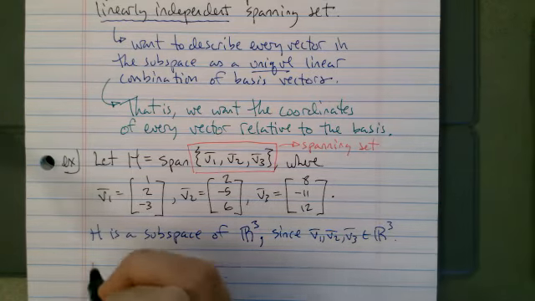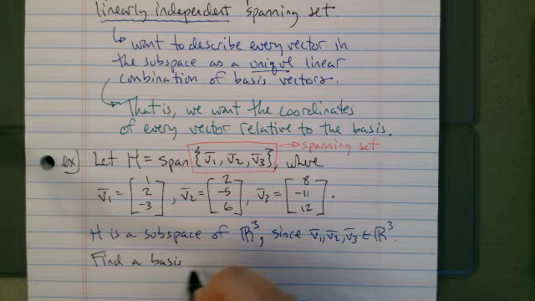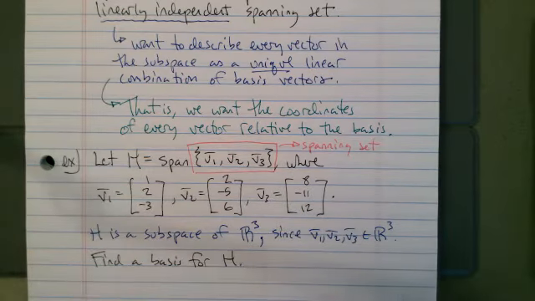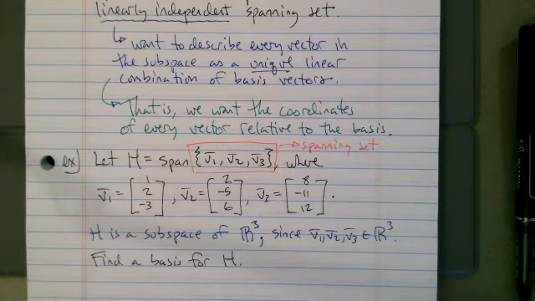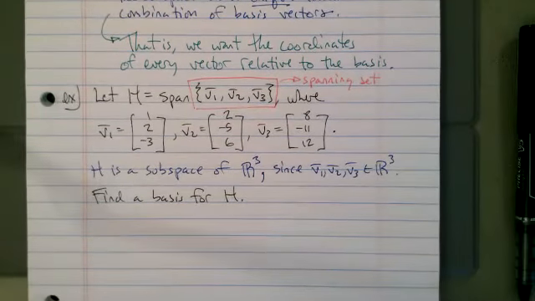So let's suppose we want to find a basis for H. And let's find out if H is in fact all of R3, or if H is some smaller dimension subspace of R3. To find a basis for H, we need a linearly independent spanning set. So what tool could we use to find a linearly independent spanning set?